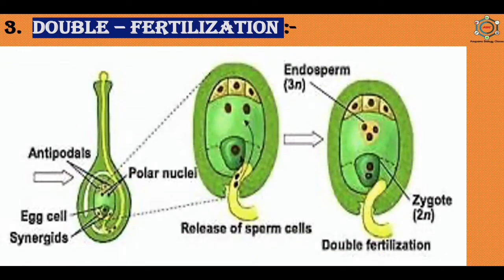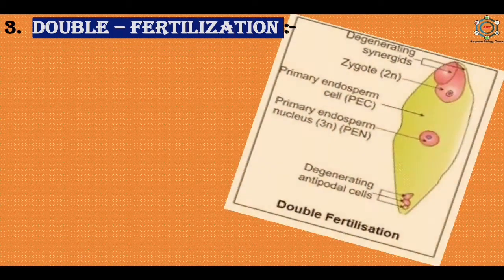Now the third step, that is double fertilization, and this is the most important characteristic feature of the angiosperms. Here both male and female gametes are involved in the fertilization. In this picture you see all the cells of the embryo sac, then the release of sperm cells and the double fertilization occurring. So the question is, what is double fertilization?